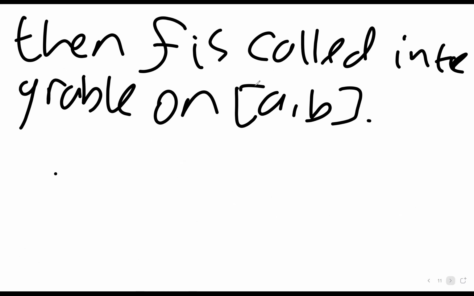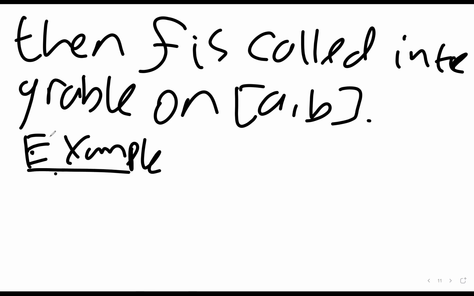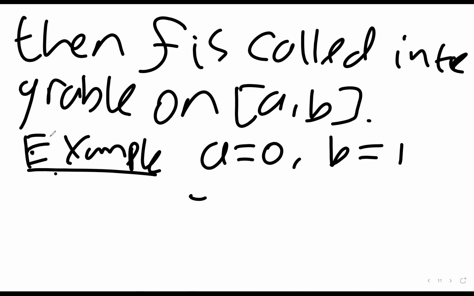Okay, so we say that this is integrable. Of course, this limit is not so easy to calculate for a general f. But what happens if you take, let's say, a equals 0 and b equals 1, and f of x equals, let's say, x squared, for example? What happens with this?